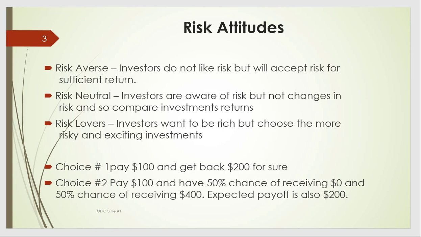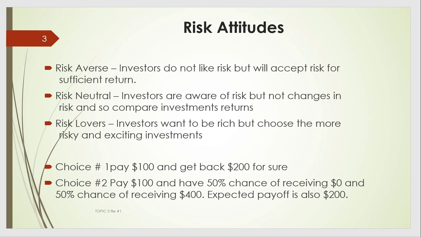People can be lovers of risk. They get excited by gambling. The reverse could be risk avoiders. They want to just leave their money in the bank. They're afraid to get any chance of loss. And risk neutral people are those that are aware of risk, but they don't perceive any changes in risk, and therefore compare things based on return.